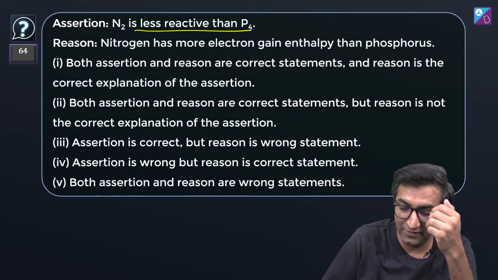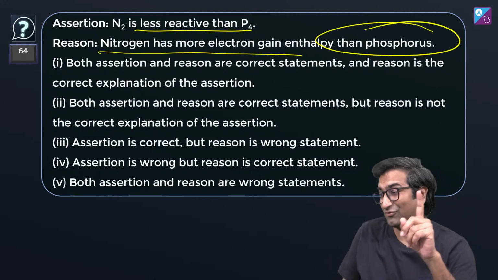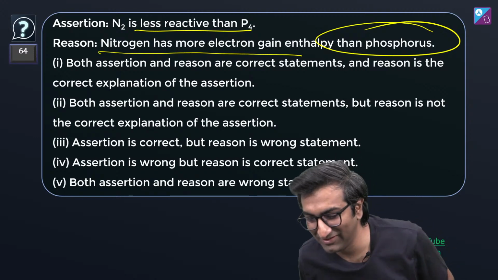Nitrogen is less reactive than P4. Nitrogen more electron gain enthalpy than phosphorus. This is one of those traps. ध्यान से करना. Seems easy, but this is a trap.